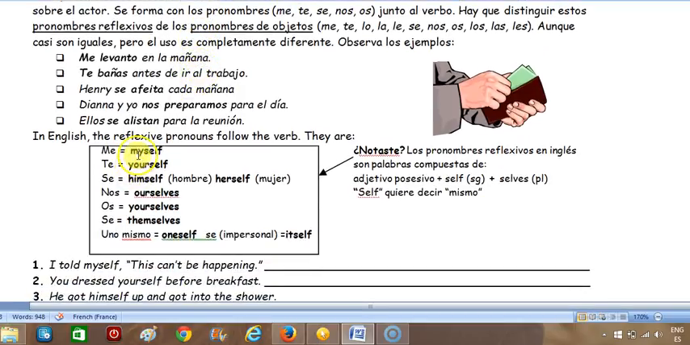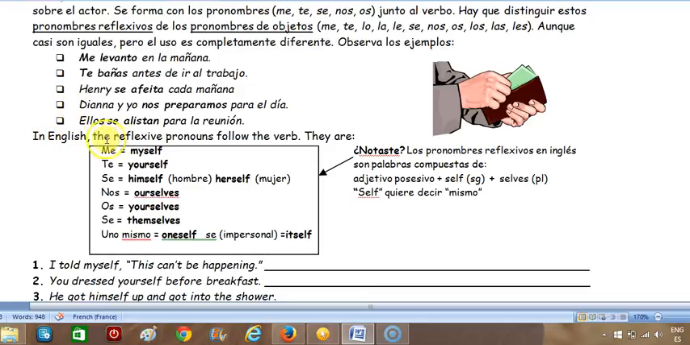Okay, so these are the reflexive pronouns right here. So me is going to be myself. Te is going to be yourself. Se is going to be himself when it's a man. And when it's a girl, then it's going to be herself. And nos is going to be ourselves. And then os is going to be yourselves. And then we have, of course, themselves. And if you use the impersonal, oneself, and then for an object, itself. So those are the reflexive pronouns in English.